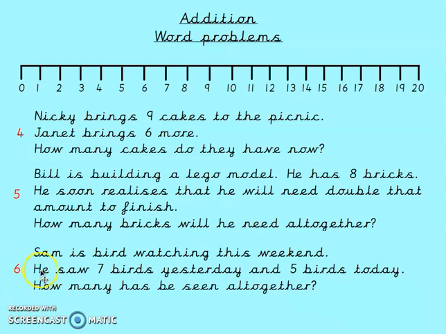And question number 6. Sam is bird watching this weekend. He saw 7 birds yesterday and 5 birds today. How many has he seen altogether? Again, look at your numbers, pause me until you're done, and then come back for the next question.